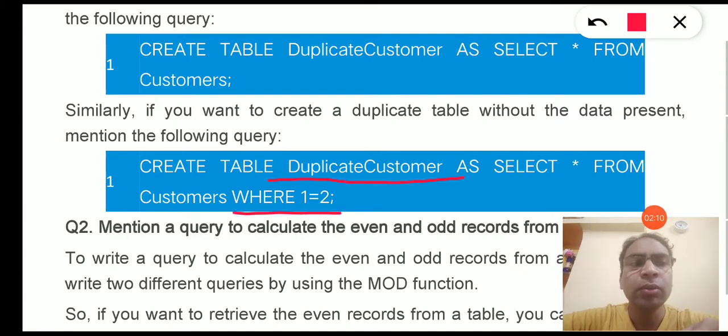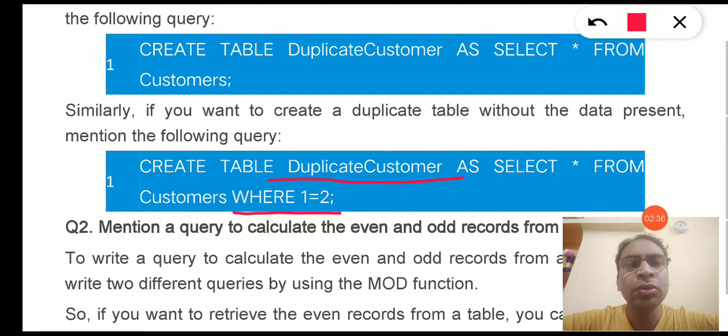So 1 is equal to 2 is a false condition, which will never be true. That means we are comparing the first value with the second and equating them. So this will never be true. The condition will always be false, so no rows will be selected. So only the table will be created with 0 rows, with no rows.